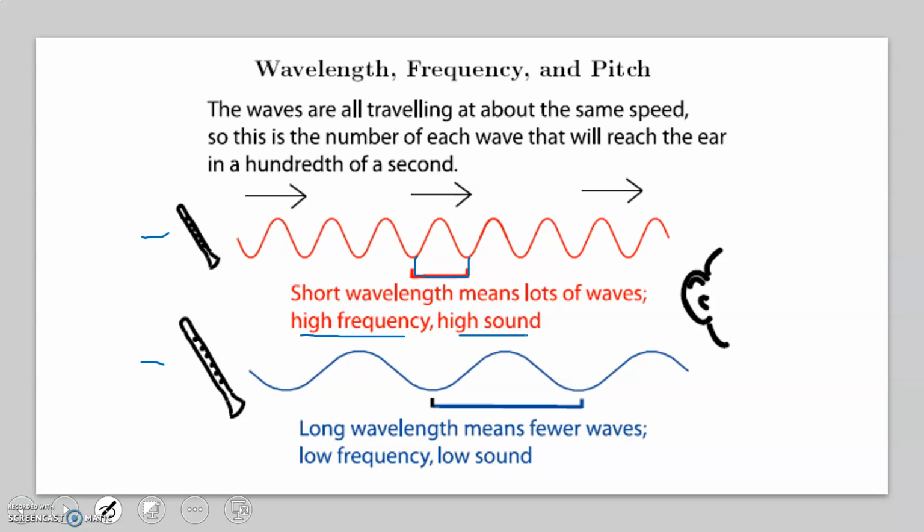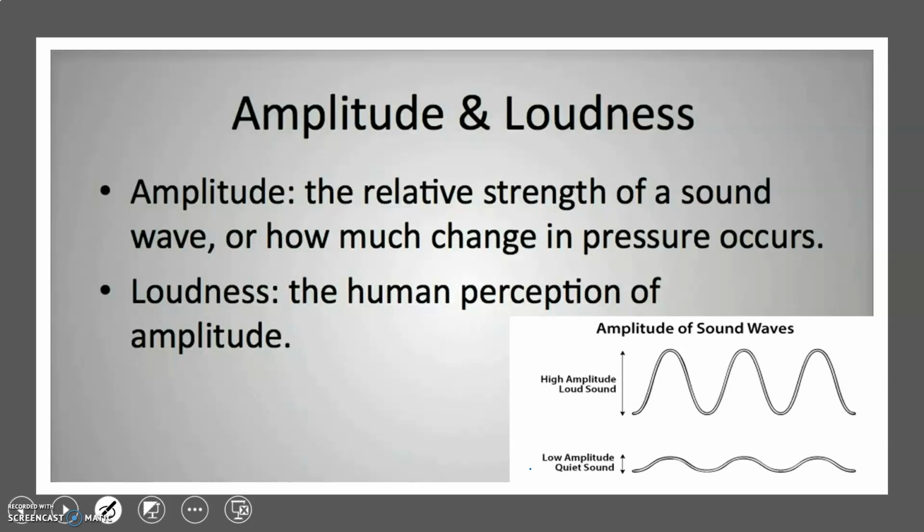The instrument on the bottom is playing a long wavelength. So as you can see, the waves, the trough to trough, or you could have done crest to crest, are much further spaced out, meaning there are fewer waves. This has low frequency, so it would have low sound or low pitch.